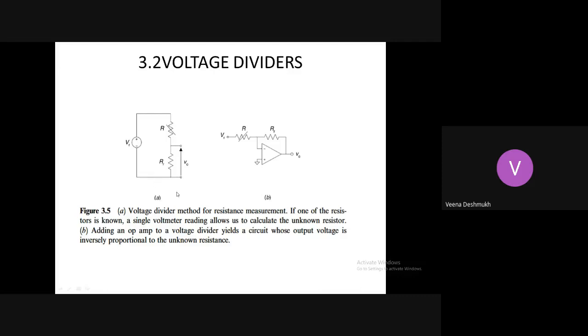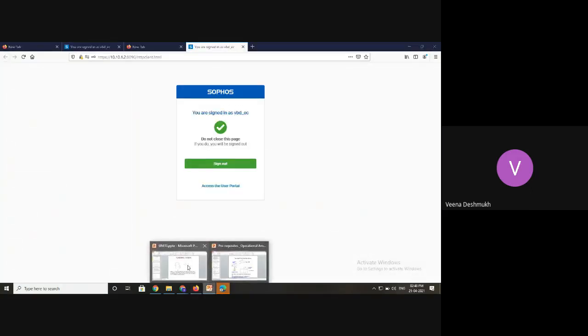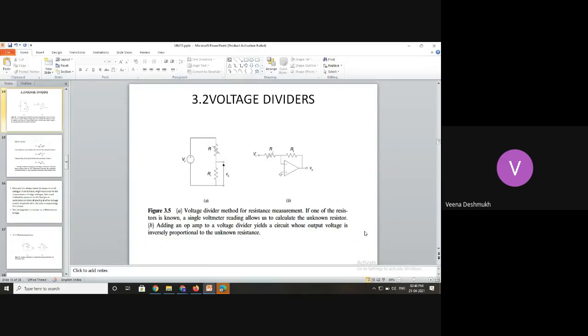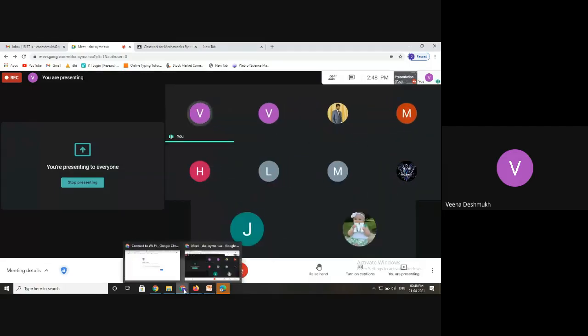So the voltage divider network basically, 1 second, it is echoing. Hello? I think now it is fine.